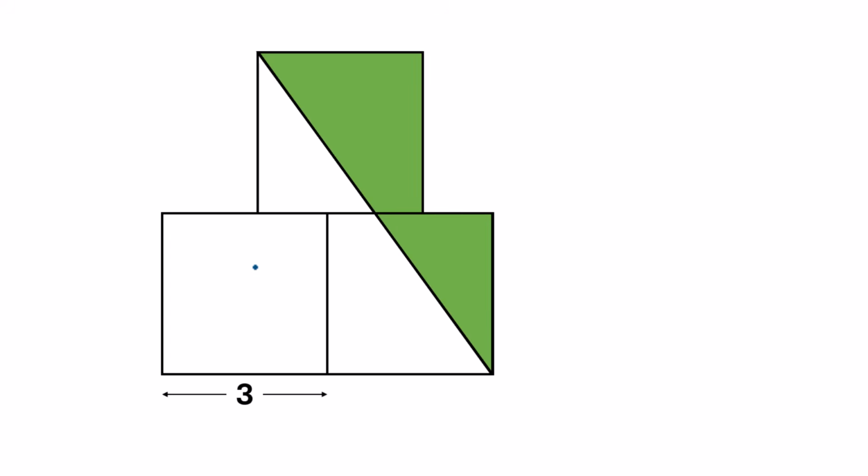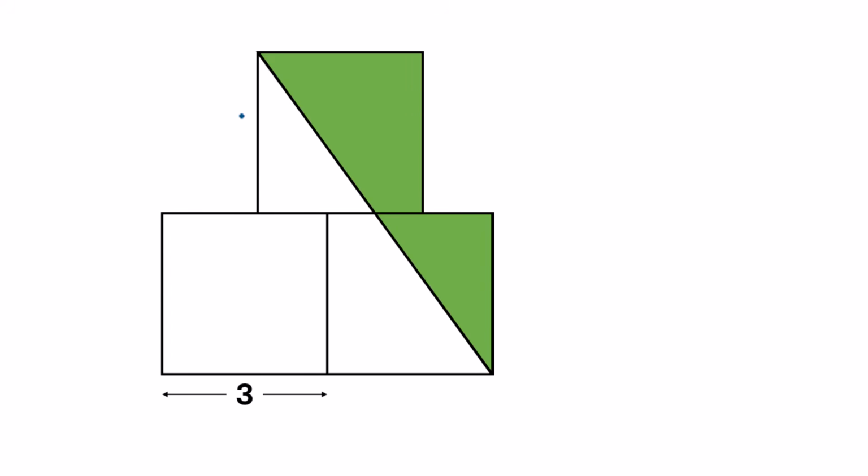Hello everyone. In this video, I am going to solve an interesting geometry problem. We have two squares side by side. Above these squares, there is another square between these two squares. The side length of every square is 3 units, and we have to find the area of this green region.